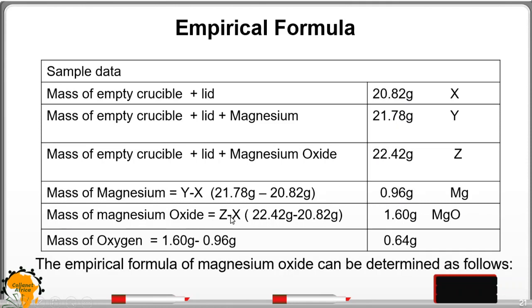So for magnesium oxide, Z minus X: 22.42 minus 20.82 to get 1.6. The mass of oxygen will be computed by subtracting 0.96 from 1.6. Since we know this is the mass of magnesium, the difference will give us the mass of oxygen. So the mass of oxygen is 0.64 grams. The empirical formula of magnesium oxide can be determined as follows.